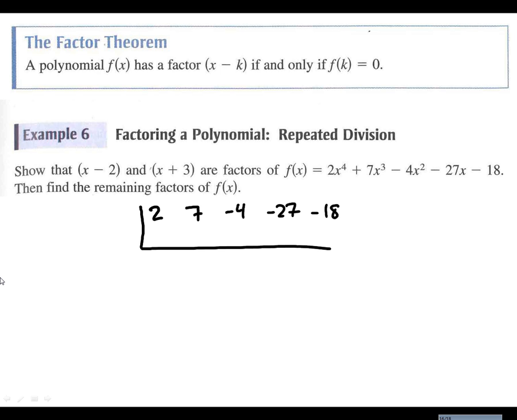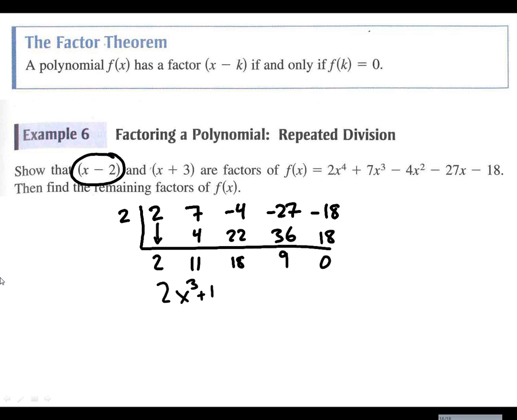All right, so I'm going to pick one of these factors. I'm going to start with x minus 2, which means that the 0 is 2. And let's see what we get. 2 times 2 is 4, 11, 22, 18, 36, 9, 18, and 0. Beautiful. It came out cleanly. So this is 2x cubed plus 11x squared plus 18x plus 9.